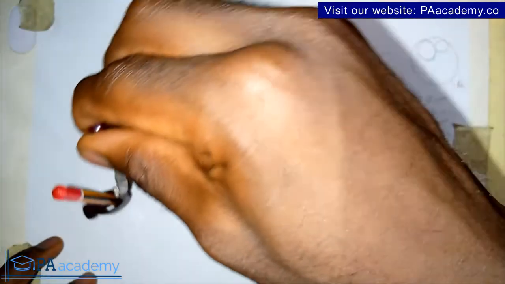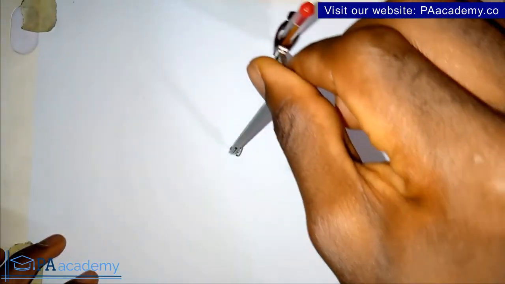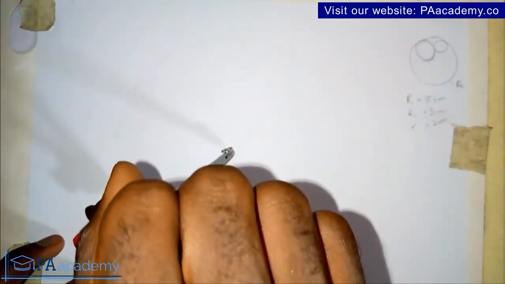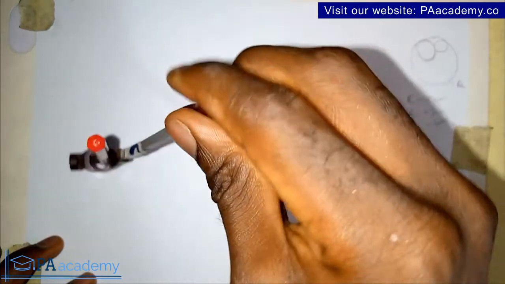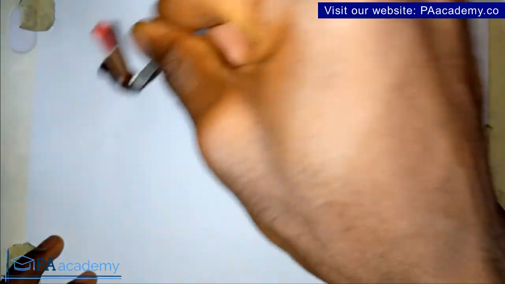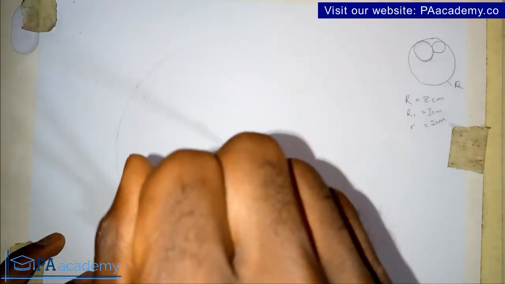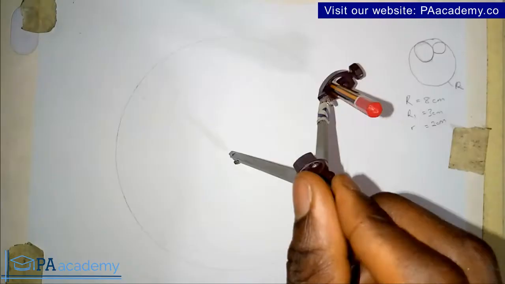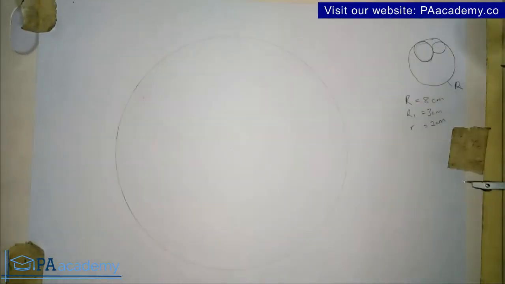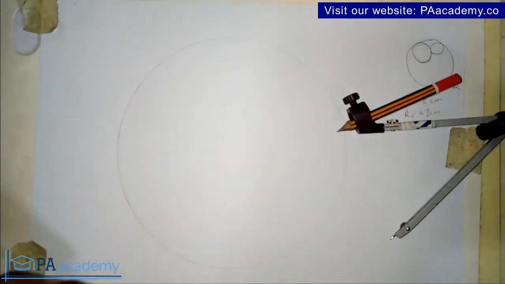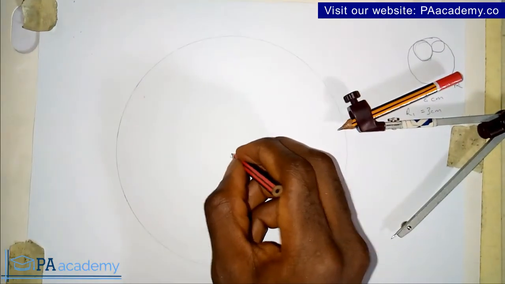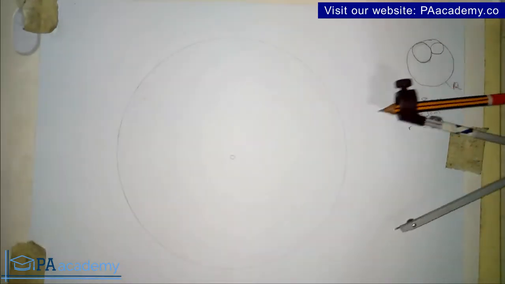Alright, so here is the circle. I'm going through it slowly so that you can see it properly. We already have our circle with a radius of 8 centimeters. Let's call the center of this circle O.